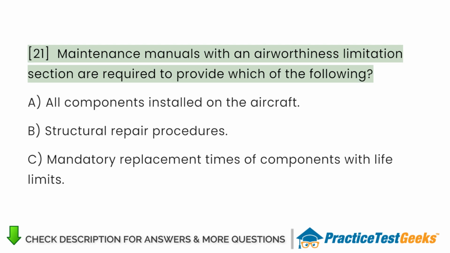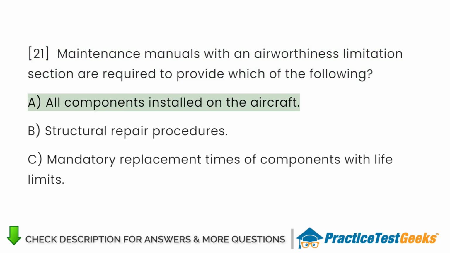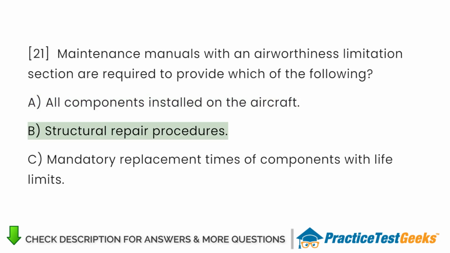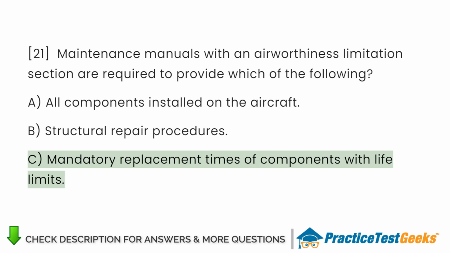Maintenance manuals with an airworthiness limitation section are required to provide which of the following? A. All components installed on the aircraft. B. Structural repair procedures. C. Mandatory replacement times of components with life limits.